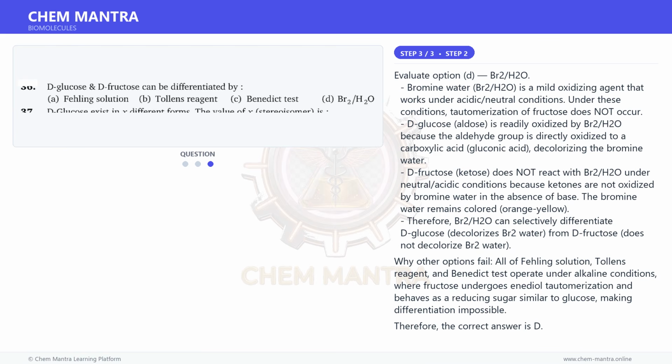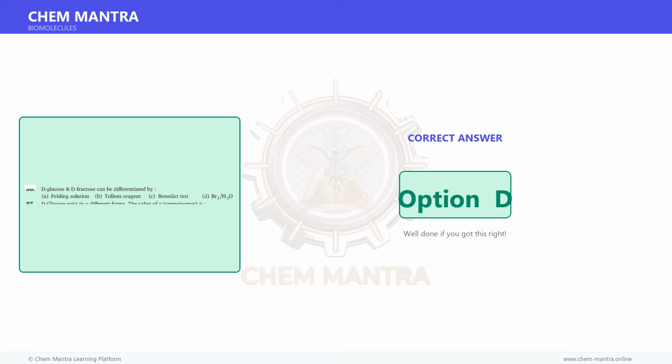Why do the other options fail? All of Fehling solution, Tollens reagent, and Benedict test operate under alkaline conditions, where fructose undergoes enediol tautomerization and behaves as a reducing sugar similar to glucose, making differentiation impossible. Therefore, the correct answer is option D.